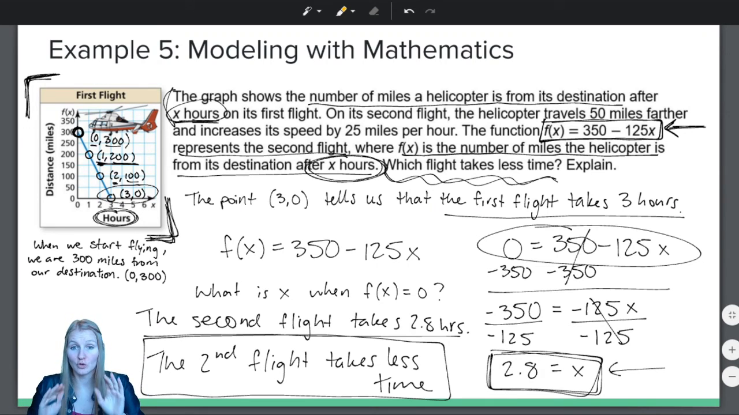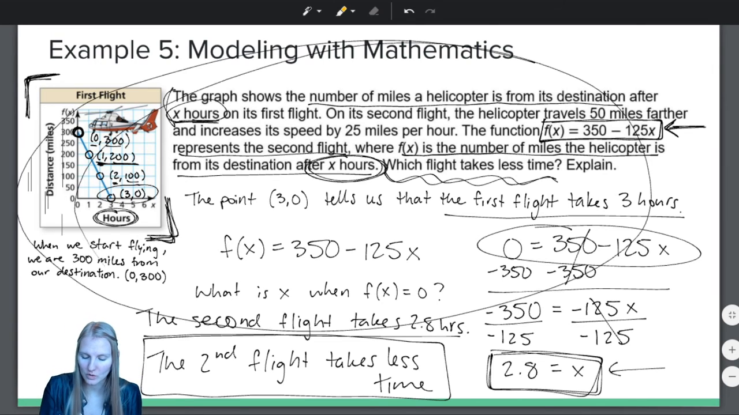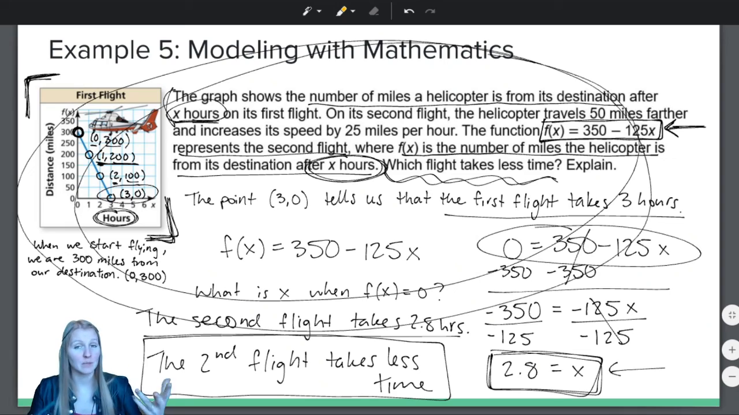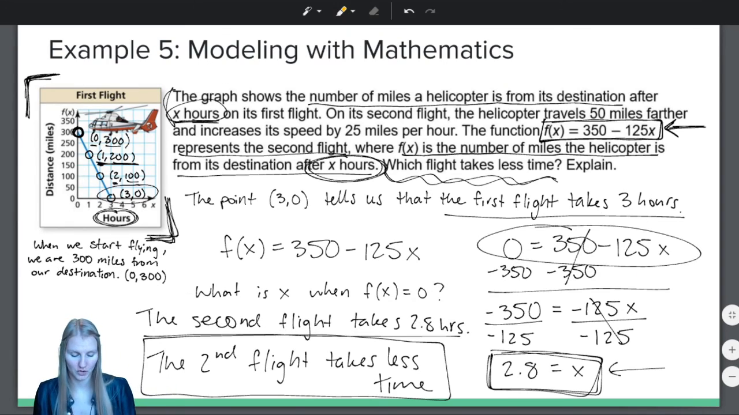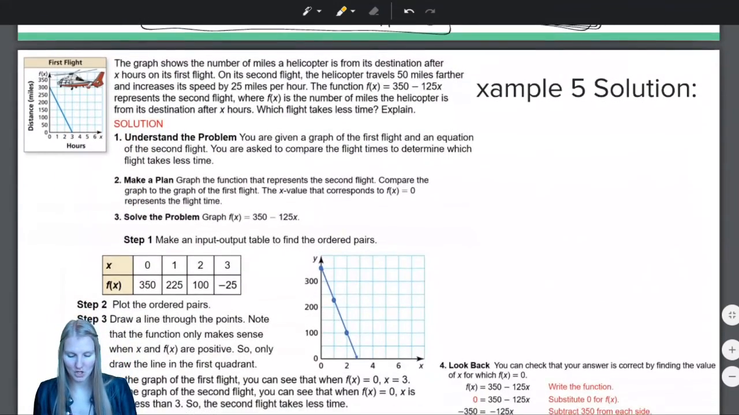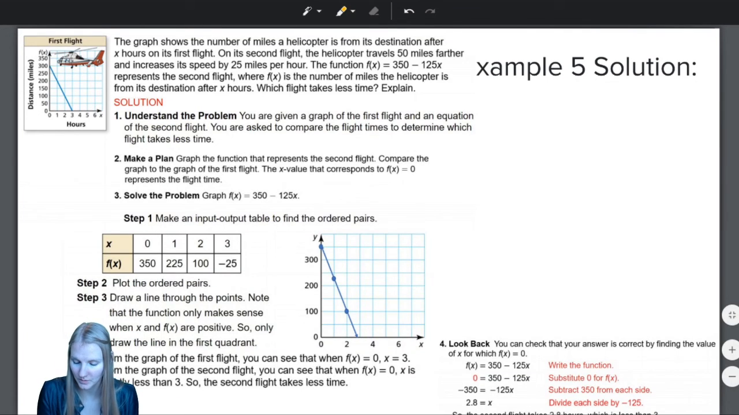But if you followed with this problem and you're confident that you could do one like it, you know that you truly understand how function notation works and how it can be used in an application context. So let's check and make sure that we were correct. Whoops. This should say example 5 solution.